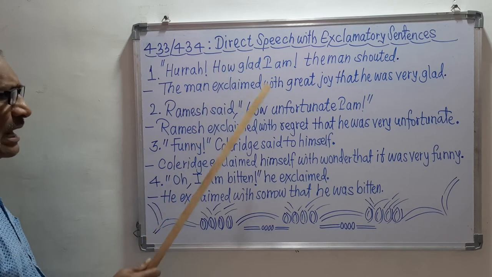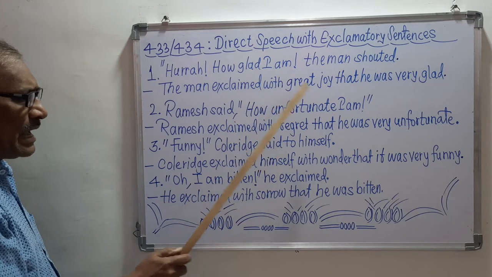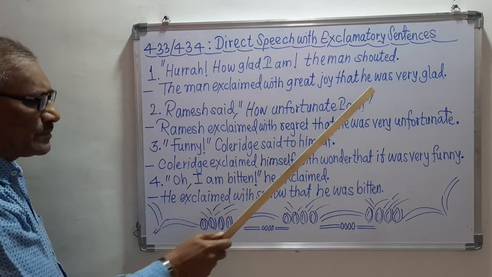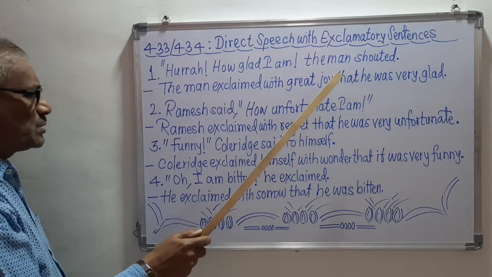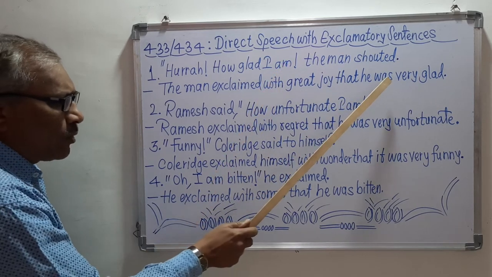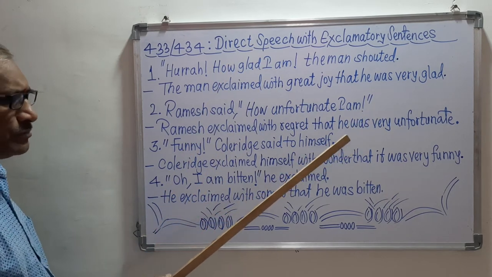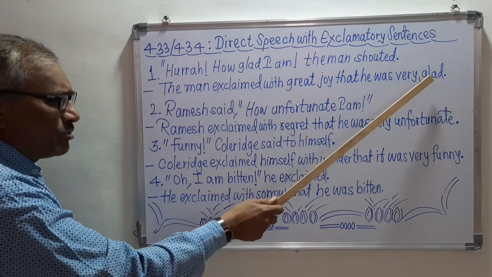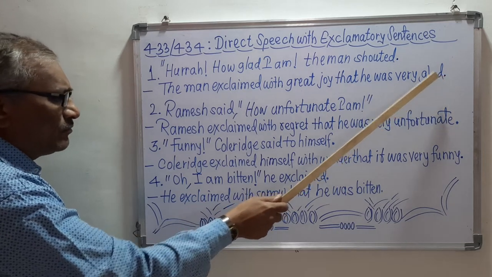And "I am very glad" has become "he was very glad," because "I" has become "he" since it is male, and "am" has become "was" because to make indirect speech we make it in the past tense. And "very" remains "very" because it will not change itself. Then "glad" is the adjective, and this "glad" also will not change itself, and there is the full stop.